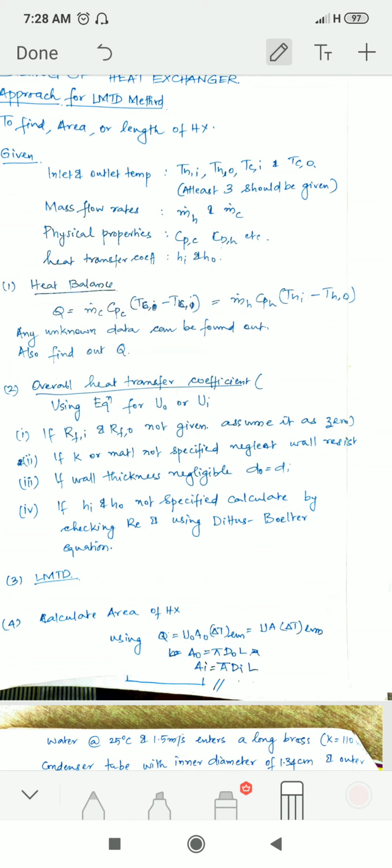Okay, and the next complexity will come when Hi and Ho are not given. Hi and Ho should be given. If they are not given, we cannot assume them. First thing, you cannot assume Hi and Ho. You need to find out. So some data will be given to find out Hi and Ho.